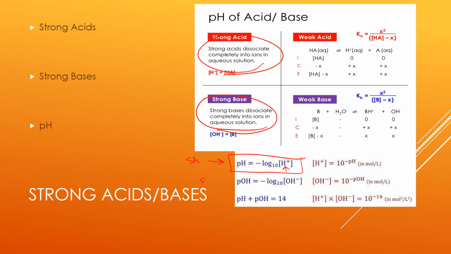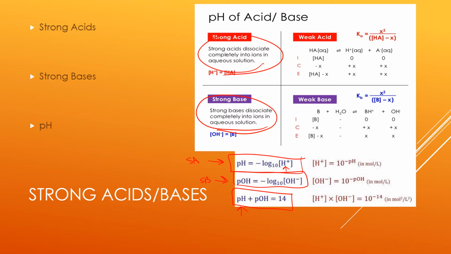If I have a strong base, I first have to find the pOH by negative log of OH- concentration, and then once I find that pOH, I use pH plus pOH equals 14 to solve for the pH. So that's how you work with the strong bases.